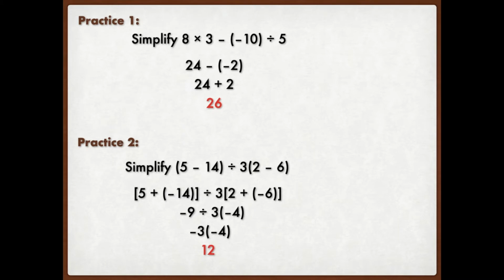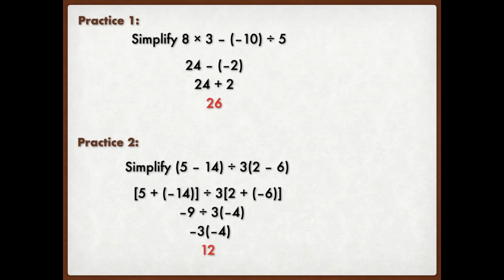Okay, practice number 2. We have 5 minus 14 divided by 3 times (2 minus 6). We have to do everything within the parentheses first. So 2 minus 6, or 2 plus -6, is the same thing as -4. So we're doing what's in the parentheses first. And then we have 5 minus 14, which is the same thing as 5 plus -14, which is -9.